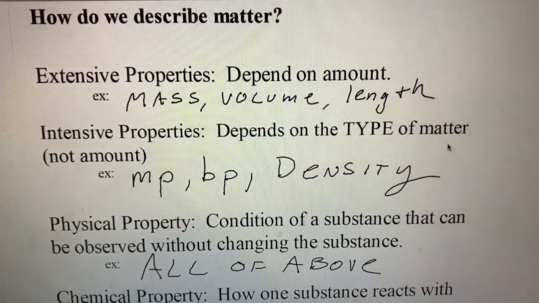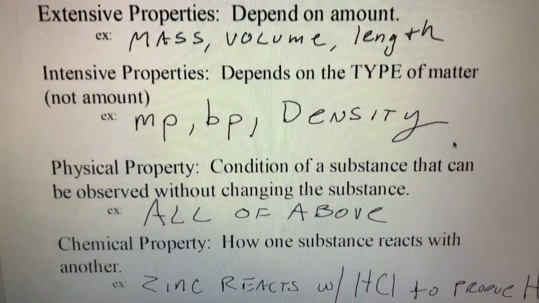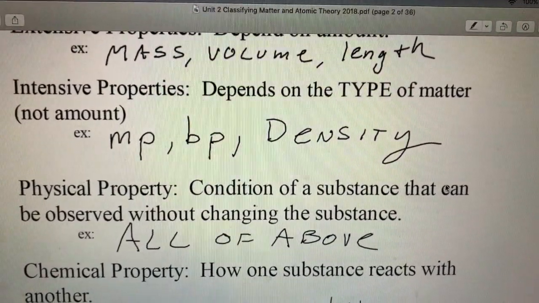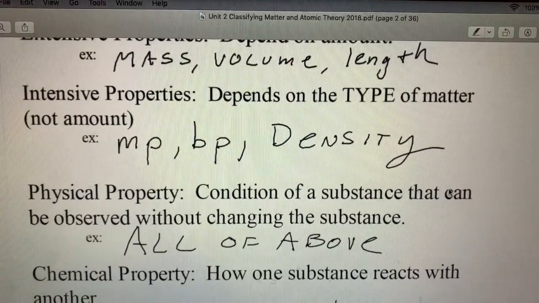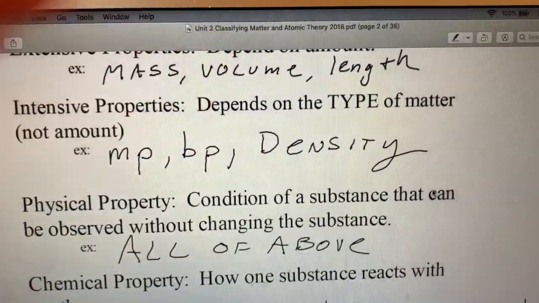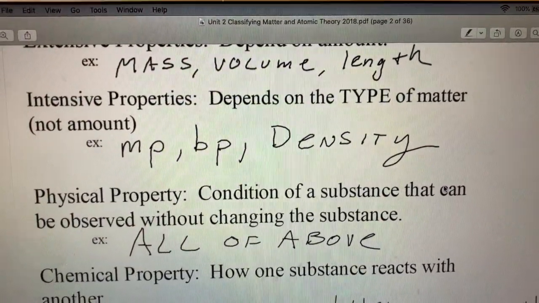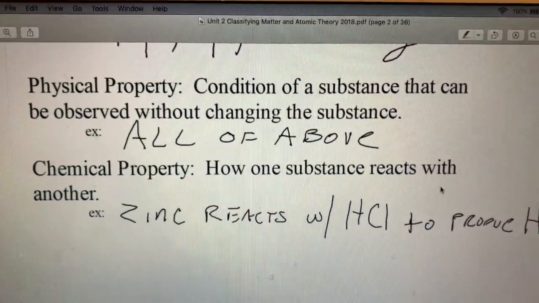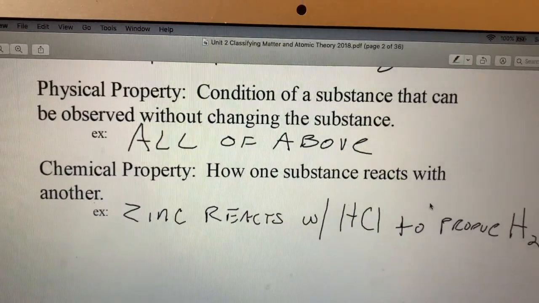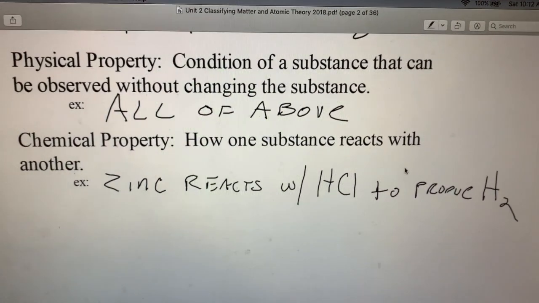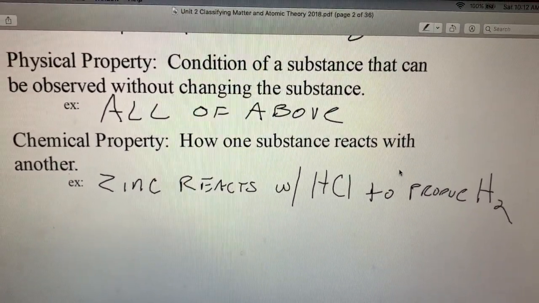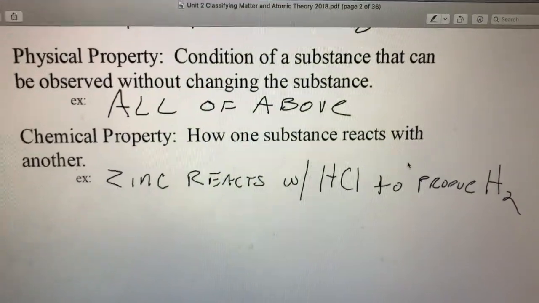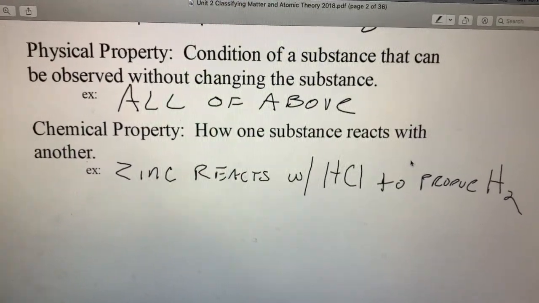Both extensive and intensive properties are typically described as physical properties, a condition of a substance that can be observed without changing the substance. So all of those above, you're not changing that substance. A chemical property, however, describes how one substance reacts with the other. For example, zinc reacts with hydrochloric acid to produce hydrogen gas. That would be a chemical property of zinc.